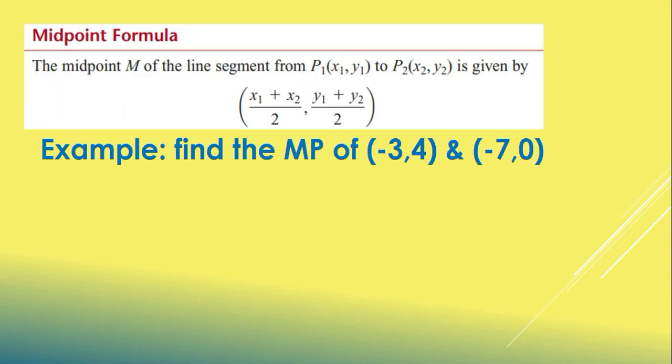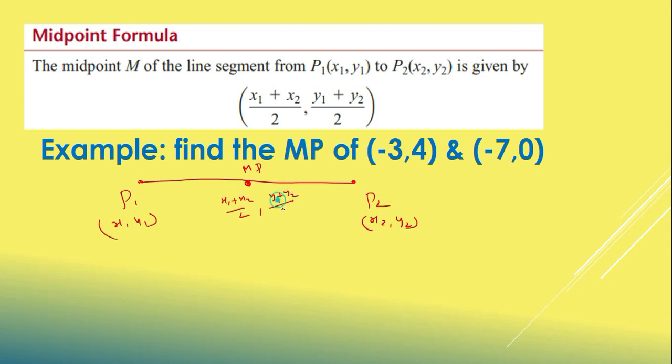The middle point of a line segment. If I have 2 points P1 and P2, what is the formula to find the middle value? If P1 is x1, y1, and P2 the other point is x2, y2, then the formula for the middle point MP is the average of x1 and x2. So you can write x1 plus x2 over 2 for the x value. The y value is y1 plus y2 over 2. So this is the formula for finding the middle point.